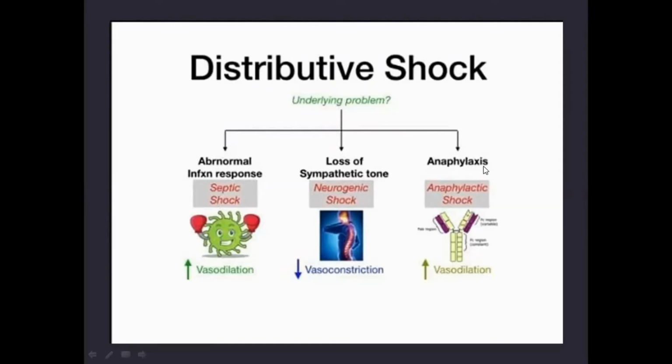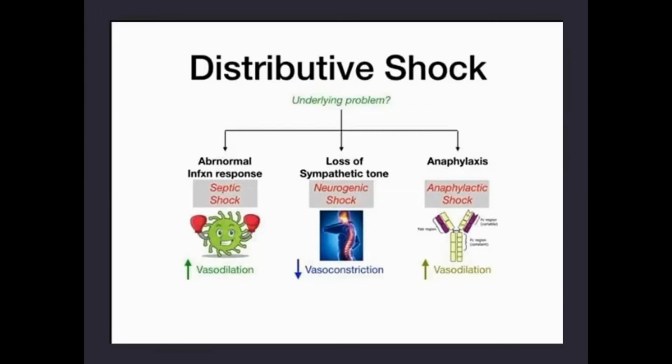In anaphylactic shock, we have an IgE mediated type 1 hypersensitivity reaction that causes the release of histamine and mast cell degranulation, and due to the release of histamine and massive degranulation, it results in widespread vasodilation. That is the main thing here, the type 1 hypersensitivity reaction.